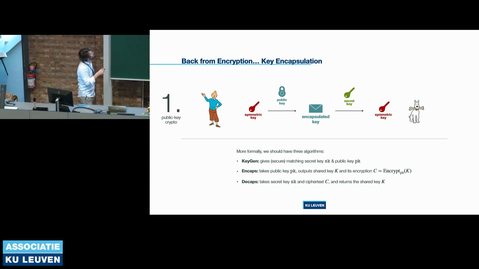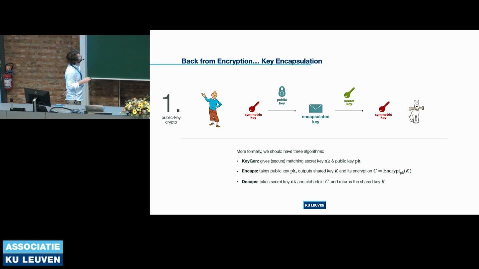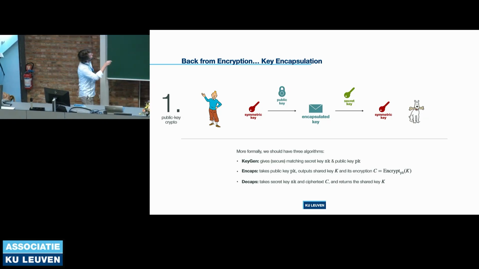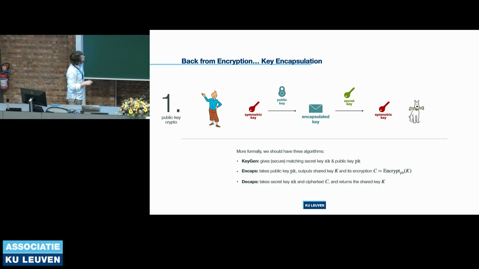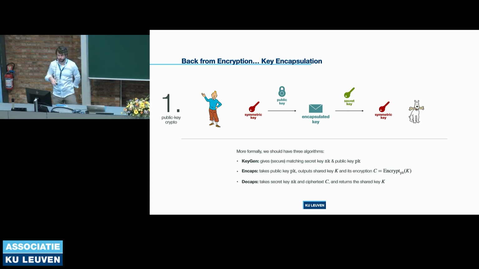But now for encapsulation, you only need to take the public key, and it's going to give you a shared secret key and essentially an encryption of that key. Now I called it encryption because you will have RSA in your mind, but in fact you can just call this encapsulation as well. It doesn't have to be an encryption function in that way. And now for the decapsulation, so going from that ciphertext essentially back to your shared key, you need another algorithm that takes your secret key and the ciphertext and returns this shared key.